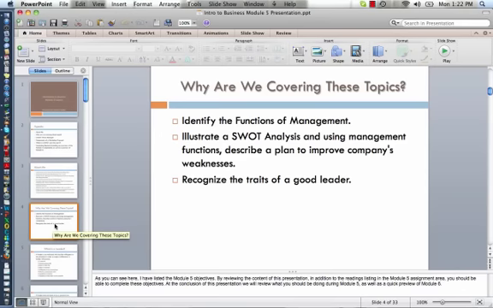We are going to be covering the topics today in order for you to be able to identify functions of management, as we are a strategic management course, as well as illustrate why SWOT analysis and using these functions of management can help to improve a company's weaknesses. We'll also briefly cover recognizing the traits of a good leader, which you probably have covered previously in an introduction to business course.